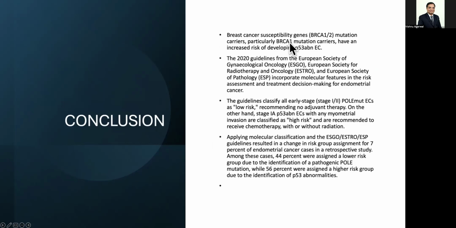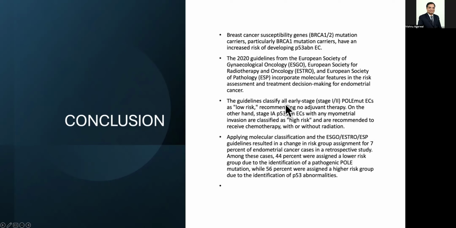So in conclusion, BRCA1 mutation carriers have an increased risk of developing P53 abnormal endometrial cancers. The 2020 guidelines incorporate molecular features in the risk assessment and treatment decision making for endometrial cancers.